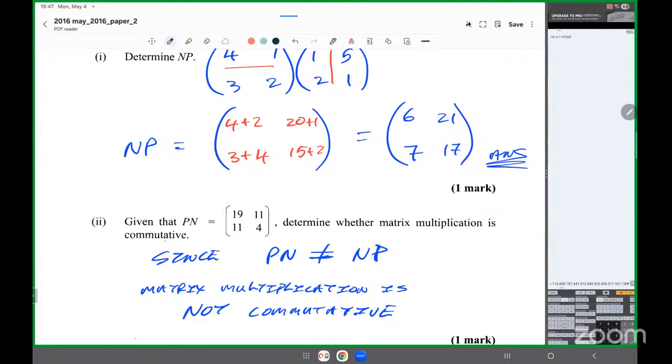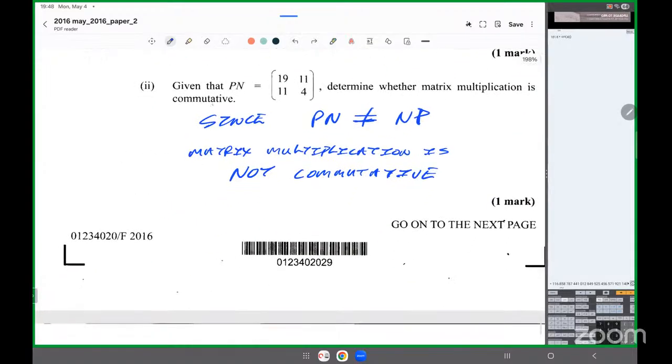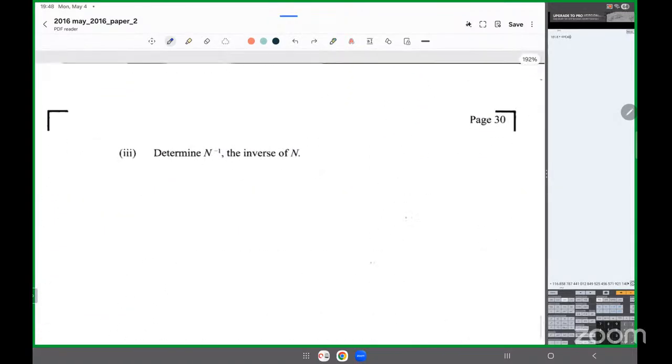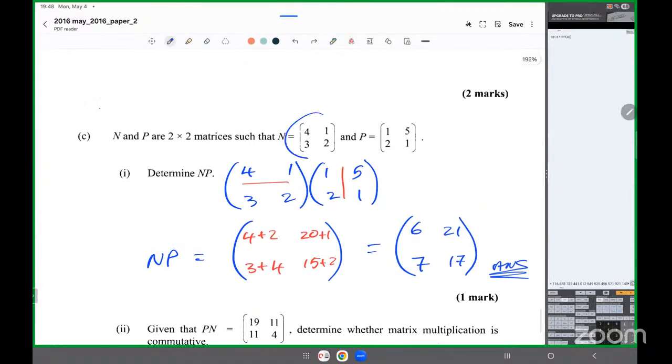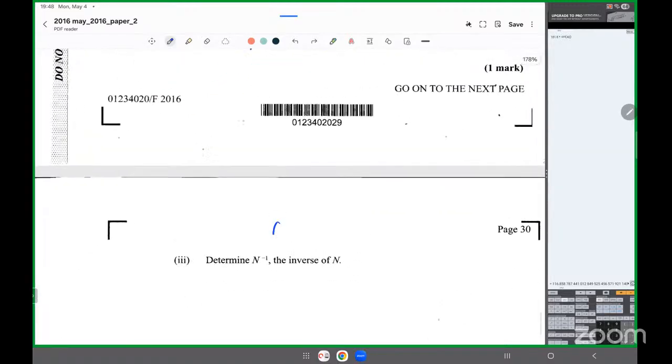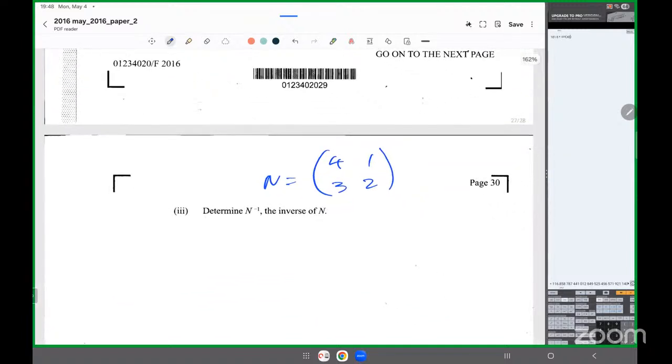But for matrices, multiplication is generally speaking not commutative. When you reverse the order, the result is different, as you can see here. Not the same matrix. Not the same result. All right? That's it. Next one, determine N to the minus 1. What was N again? N was this guy right here, right? 4132. Another one, the inverse of that N.